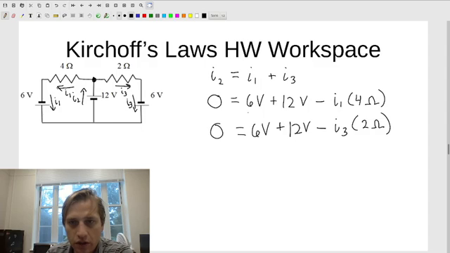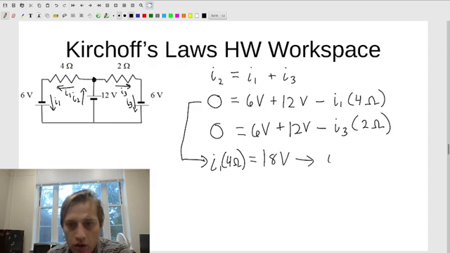Now this is a circuit that I've set up to sort of be easy to solve, because you could go ahead and add these two together and solve for I1 without doing any extra work. So right here, I've asked you to go ahead and solve for I1, and you could get I1 times 4 ohms equals 18 volts, which you could then solve for I1 equals 4.5 amps.